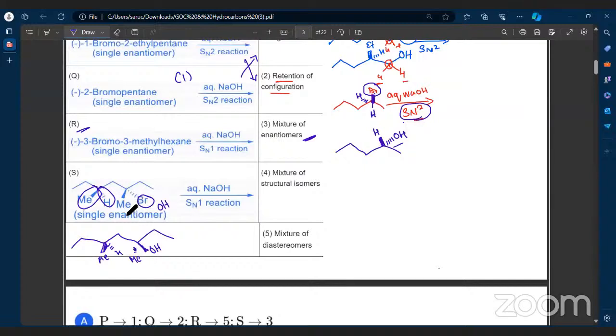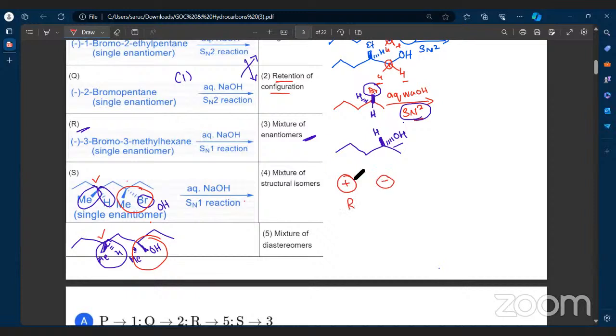This is going to remain the same, only one configuration on the chiral carbon differs. So are they enantiomers or diastereomers? What are enantiomers? If one is R, or has a plus, the complete other should be minus. If you have two chiral carbons and one has RR, then for enantiomers the other should be SS. Then only it is said to be an enantiomer.